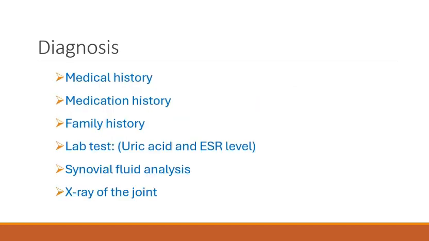Diagnosis can be made by examining medical history, medication history, family history. Lab tests include measuring uric acid and ESR levels in blood, synovial fluid analysis, X-ray of the joint.